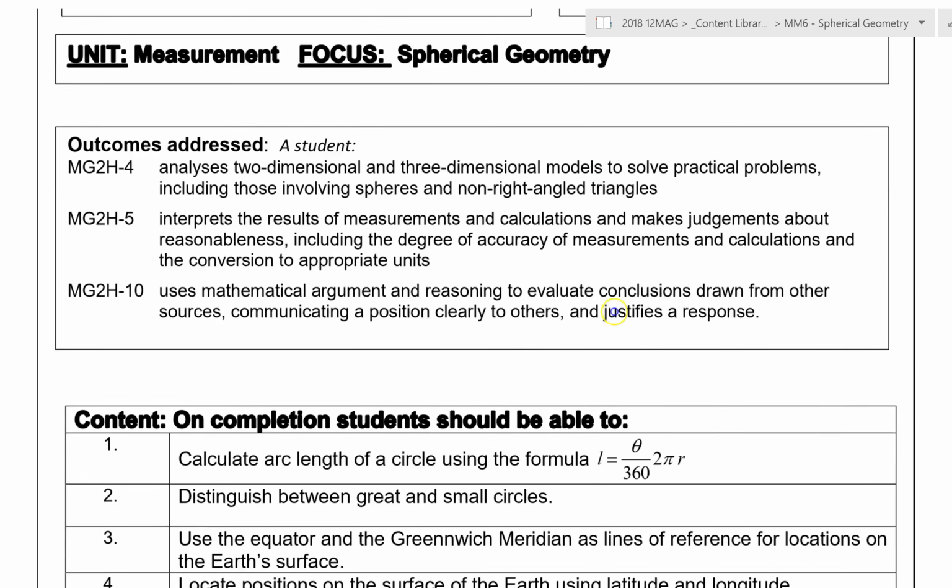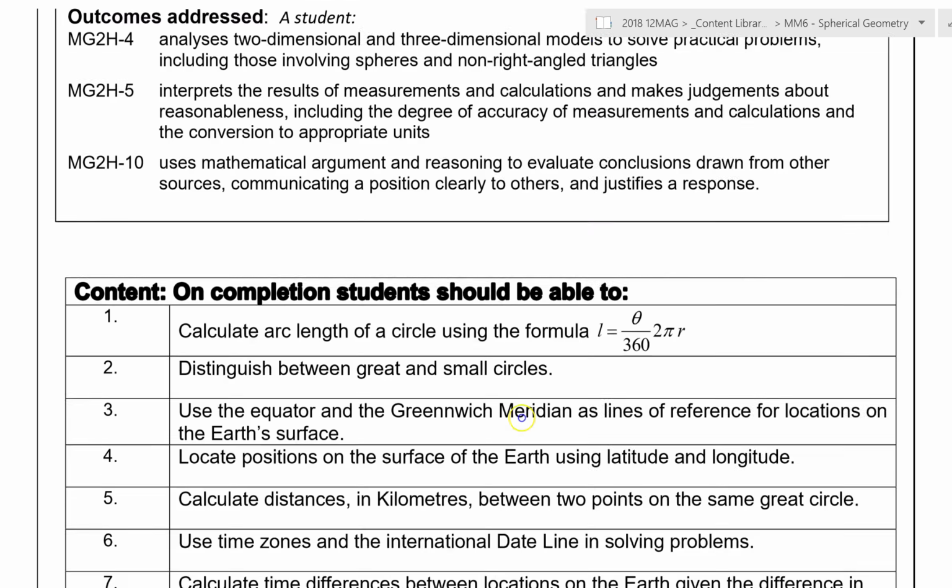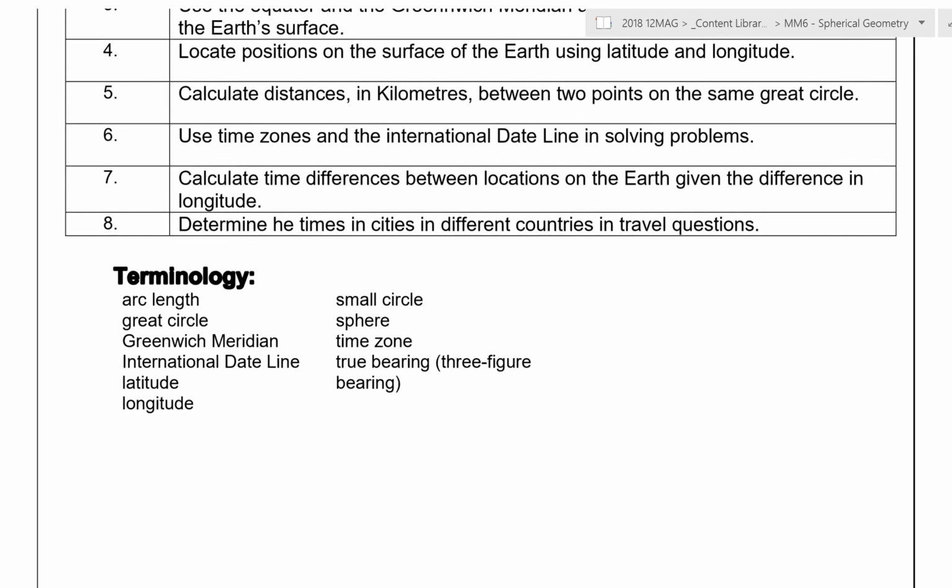What we're going to do in this topic is describe a location on the Earth's surface using a coordinate system called latitude and longitude. We are going to calculate the distance between 2 points on a great circle, which we'll learn a bit more about, and we're going to have a look at some differences with time zones.